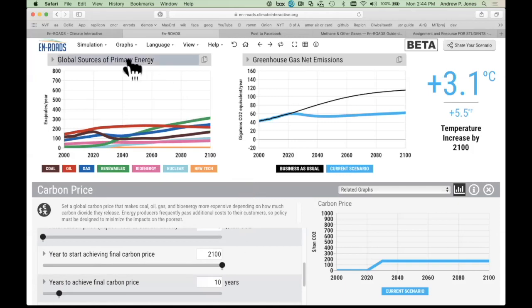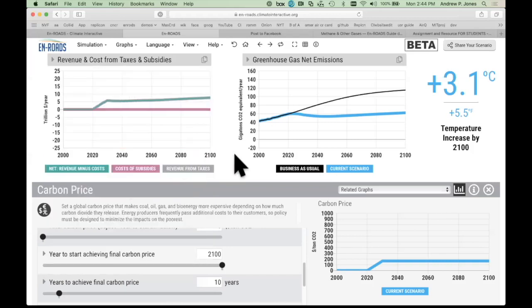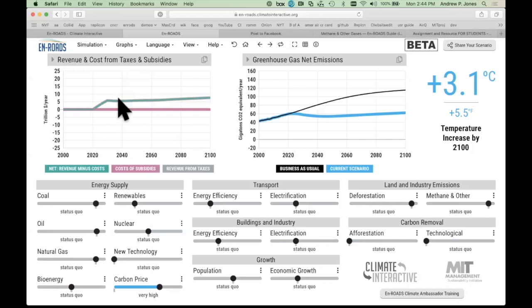And then you can also explore what happens to revenue and cost, because there's going to be a lot of revenue generated. In that scenario I just made, it generates $5.5 trillion per year. Imagine, hey, how would we use that? Do we dividend and send it back to citizens? Because in this case, talking about equity, we have to be concerned about people who rely on energy to get to their jobs or heat their buildings.